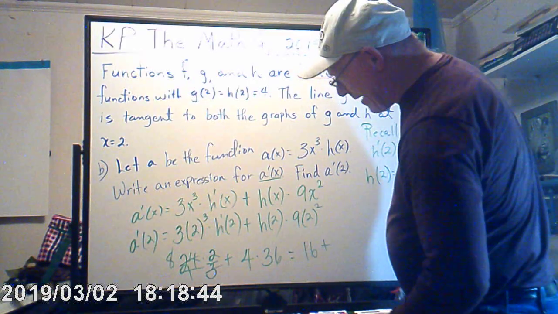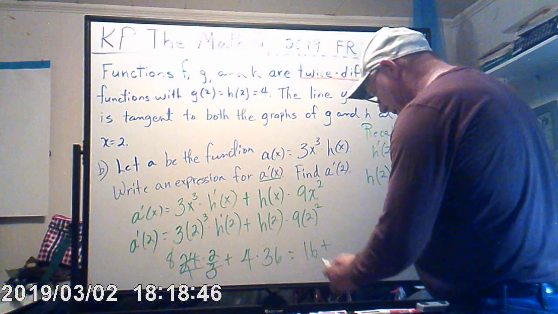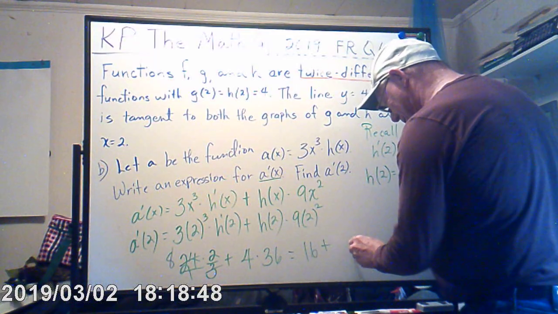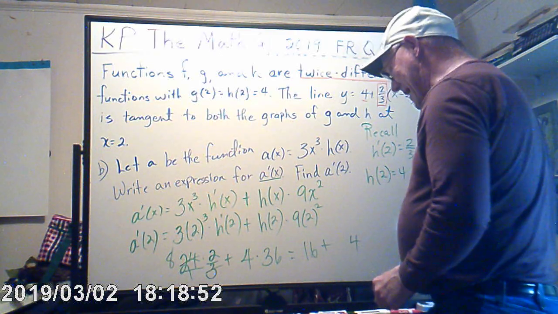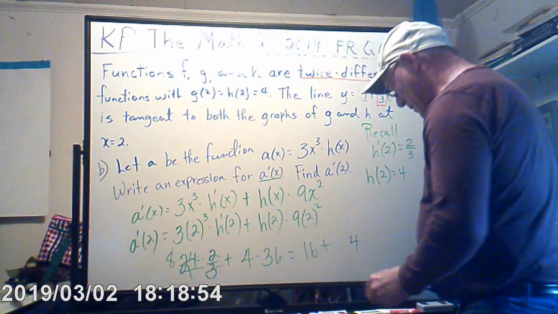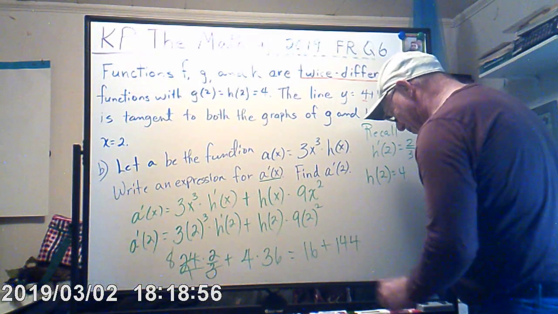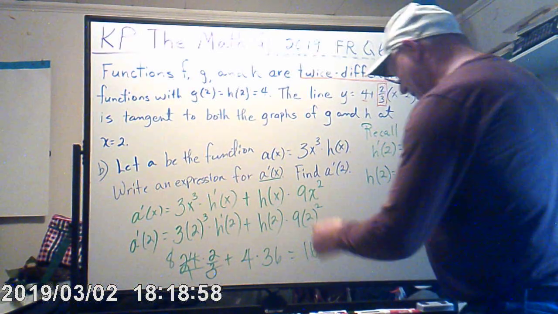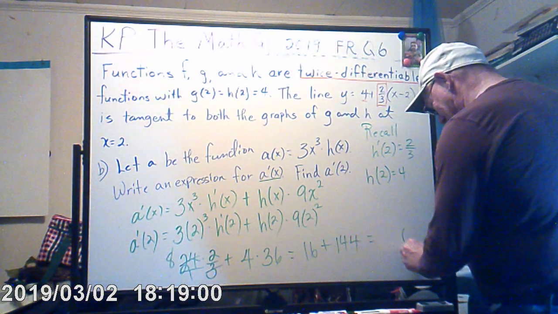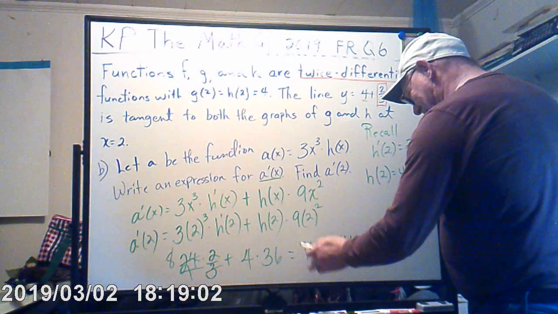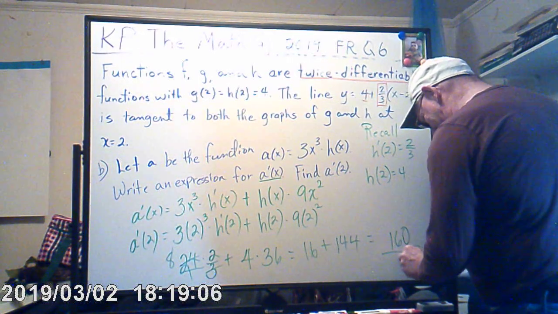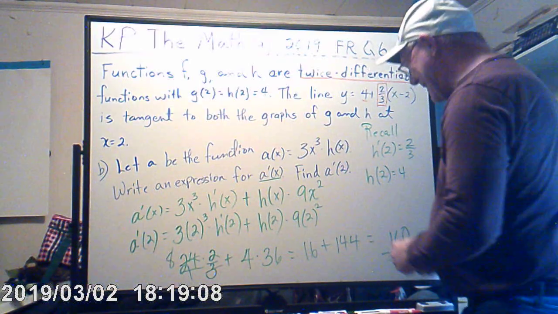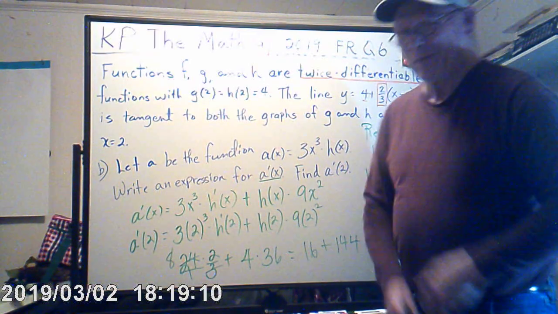I did that right, didn't I? Okay, yeah, okay. So let's see. 4 times 6 is 24. And then 4 times 3 is 12. 144. It looks good. So let's see. 6 and 4 is 10. Carry 1. 1 plus 4 is 5, and 1 is 6. And that is 160, as it should be.